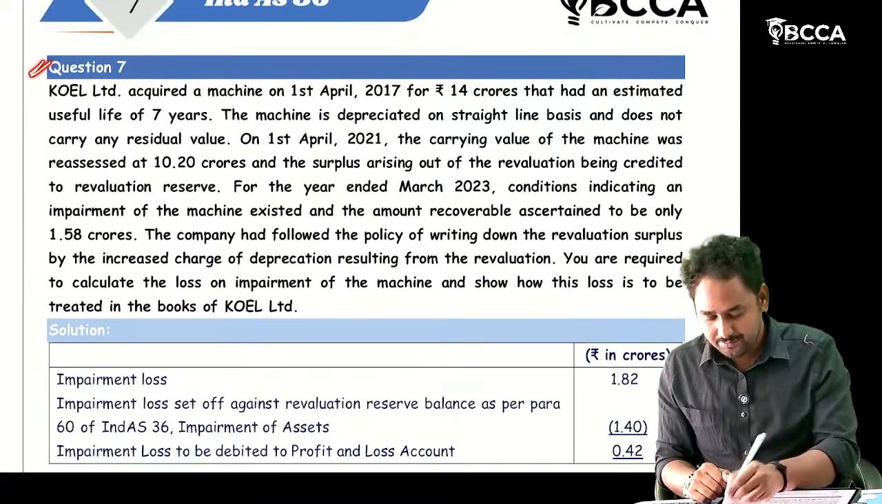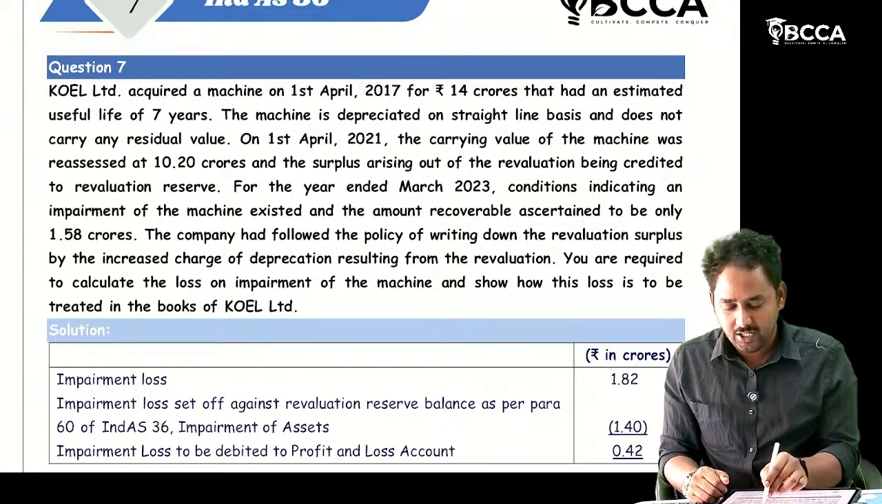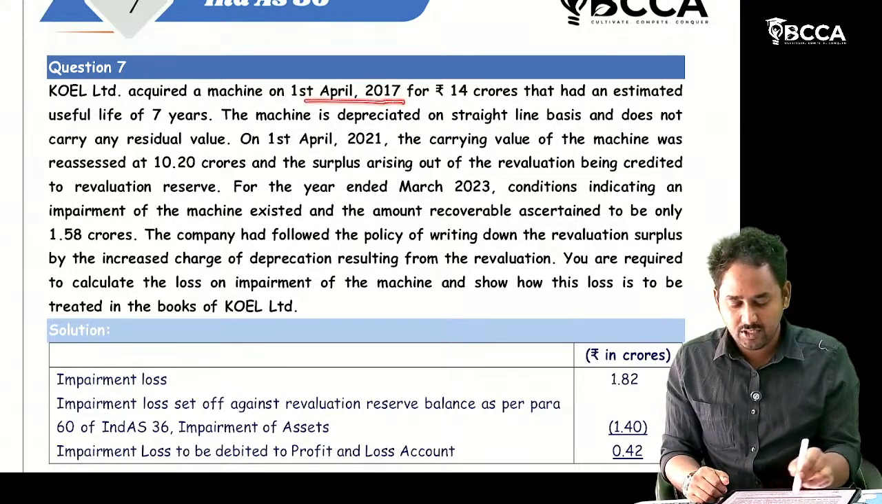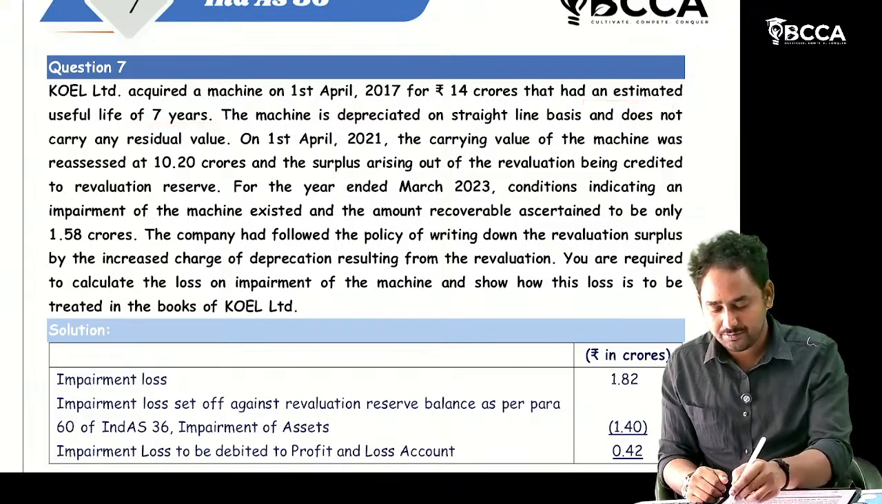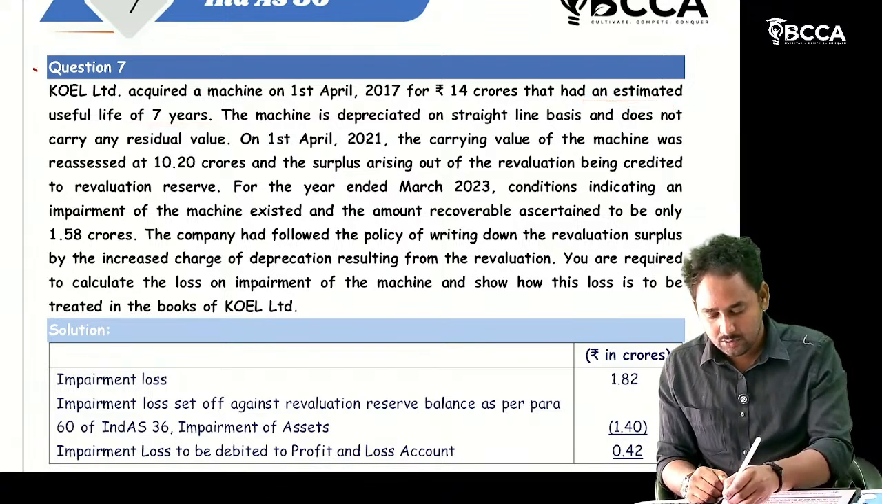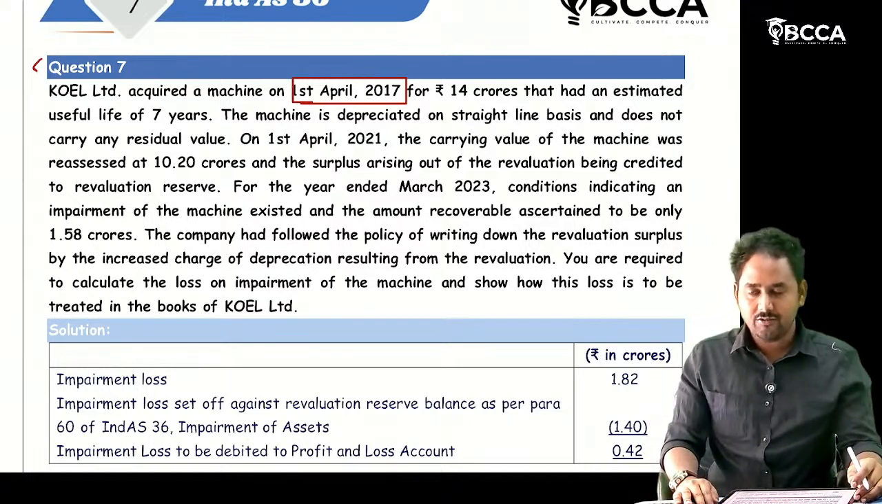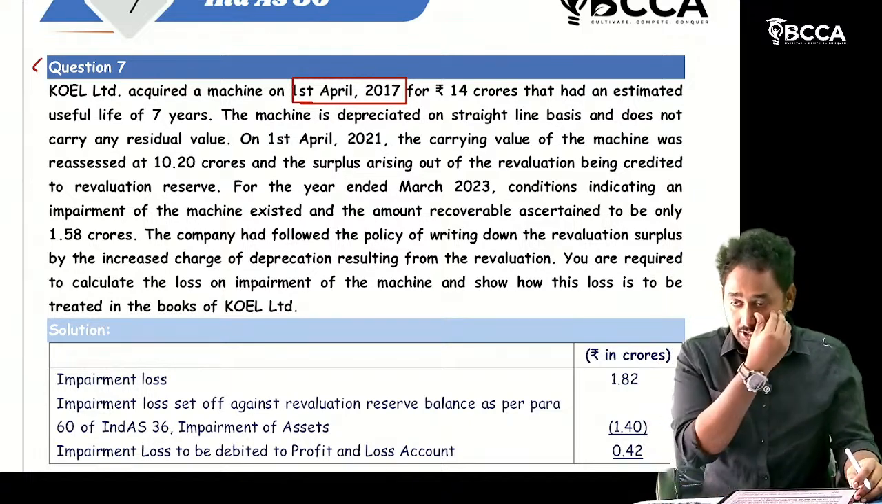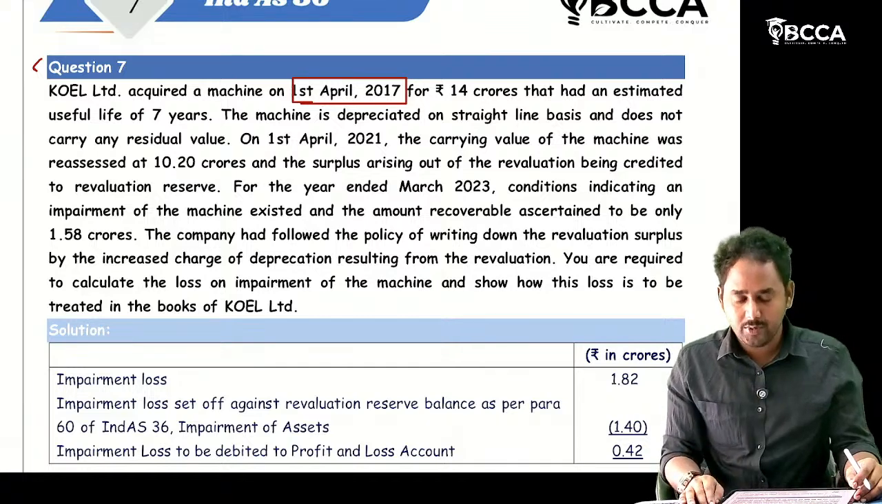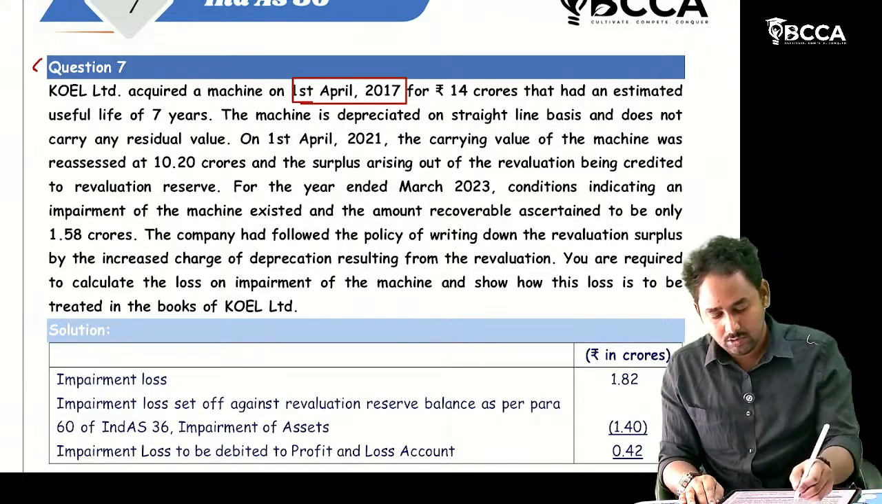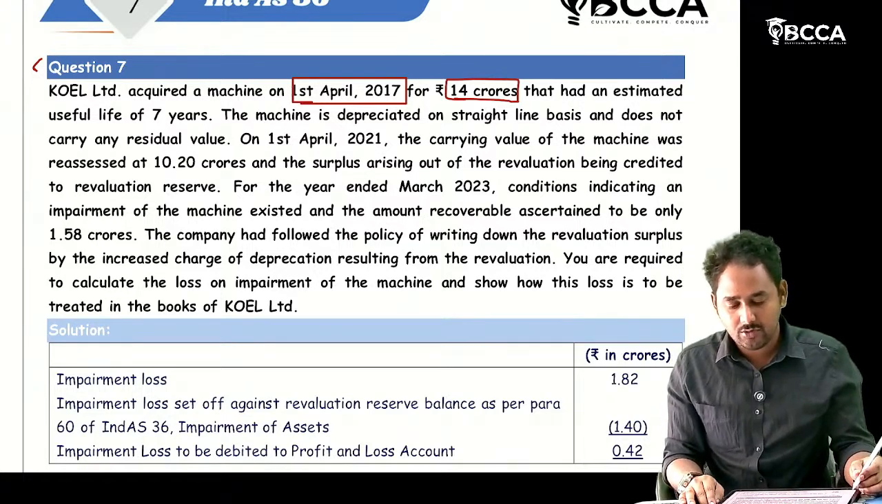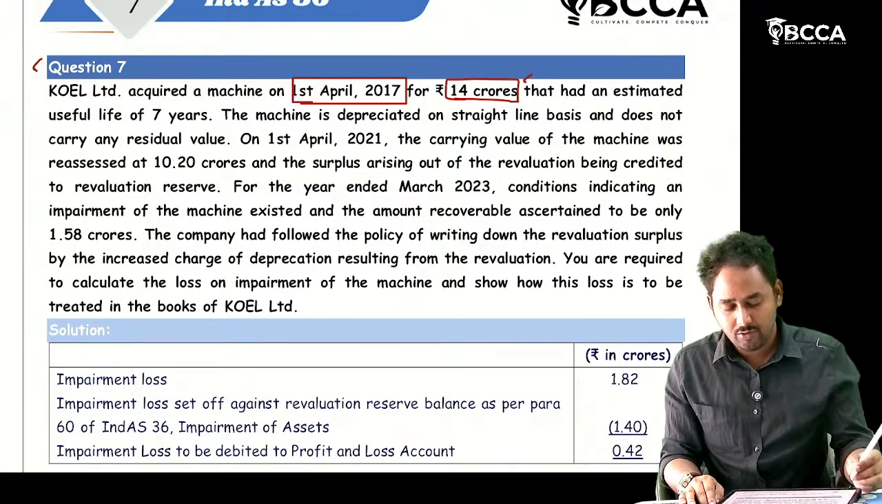Question number 7. Coel Limited acquired a machine on 1st April 2017 for 14 crores that had an estimated useful life of 7 years. So the PPE is acquired on 1st April 2017. For the initial acquisition, PPE should be recorded at cost. What is the cost? 14 crores. So the carrying amount as on 1st April 2017 is 14 crores.